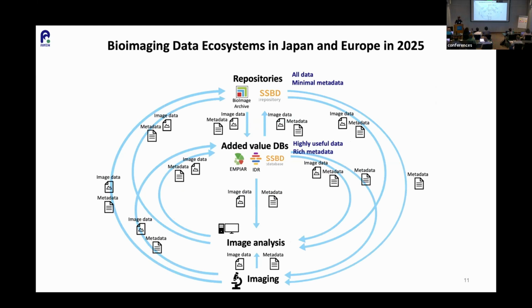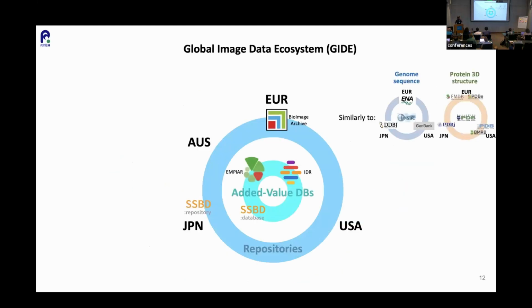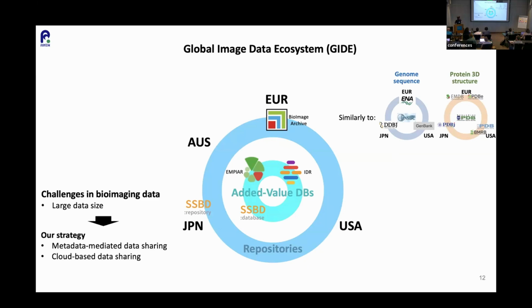But we want to make a global system, not only Japan and Europe, similar to the DNA sequencing database and protein structure database. We want to make a worldwide, global system to share all data from the world to the world. But we are thinking about a slightly different way of doing it than for sequencing data or structural data, because image data size is very big.